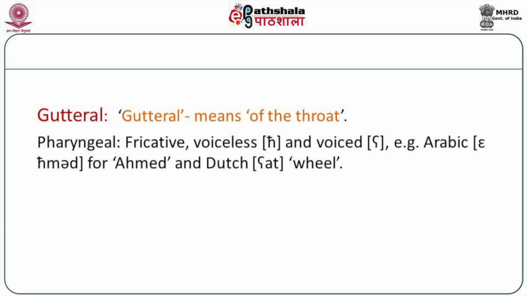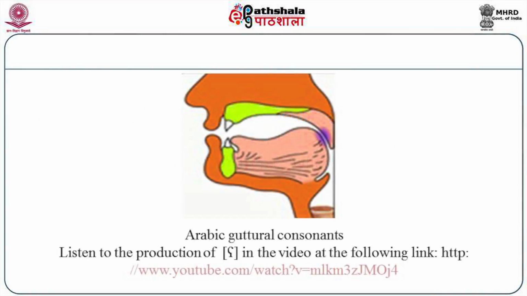The main places of articulation here are pharyngeal and glottal. Now, the pharyngeal sounds are mainly fricatives. It is very difficult to produce a plosive in that place. Arabic has these pharyngeal fricatives, and so has Dutch.